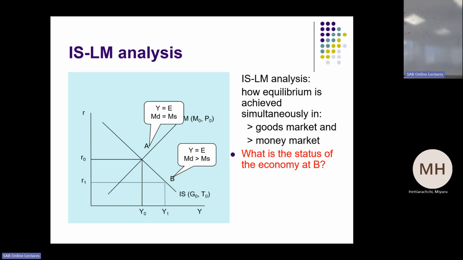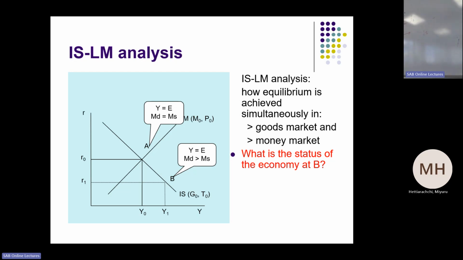You must know the nature of the economy: above the IS curve, below the IS curve, above the LM curve, below the LM curve, up to section 5 as well. Like the equilibrium point, you know that it is simultaneously achieving equilibrium in the money market and the goods market. Yes, equilibrium.